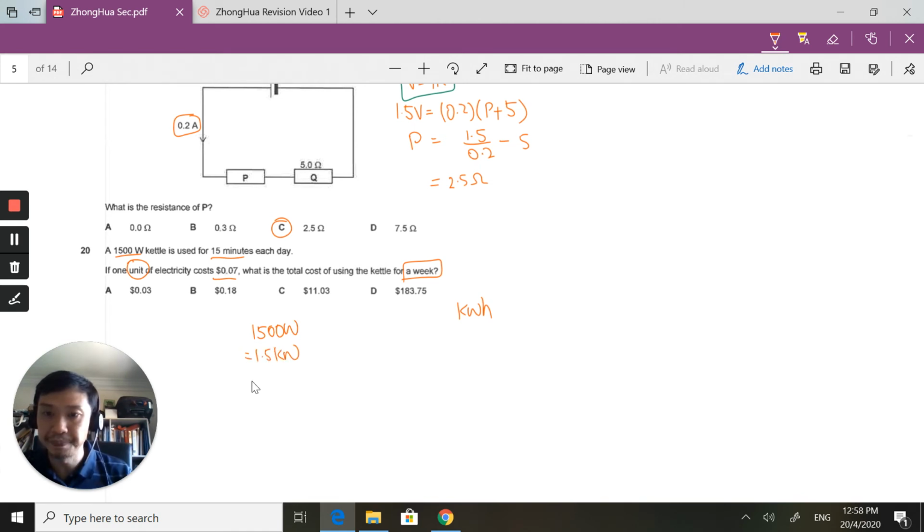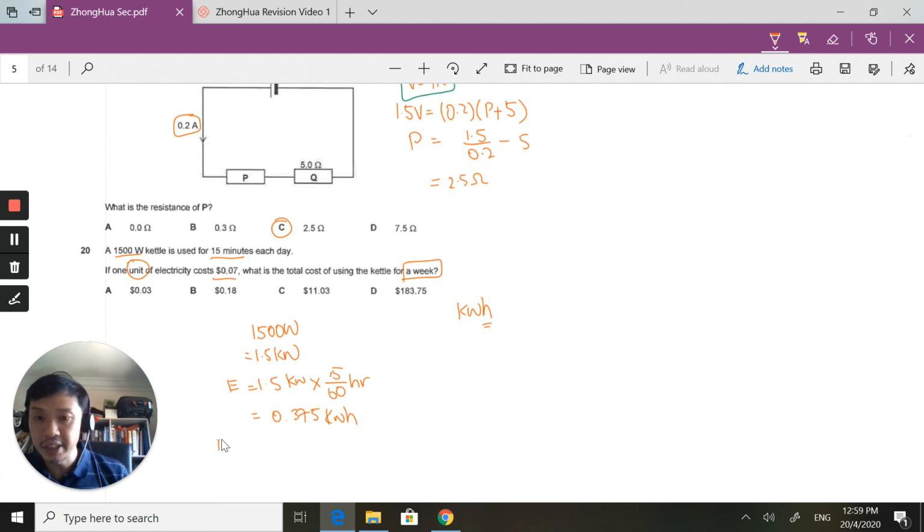Okay, divide by 1,000. And to add in the hour, I have to multiply by the time. So the energy is therefore 1.5 kilowatt multiplied by the time. 15 minutes, I have to change it to hours. Okay, so press your calculator and you'll end up with an answer of 0.375 kilowatt hour, right? So I've gotten my kilowatt hour, but this is only for 1 day.